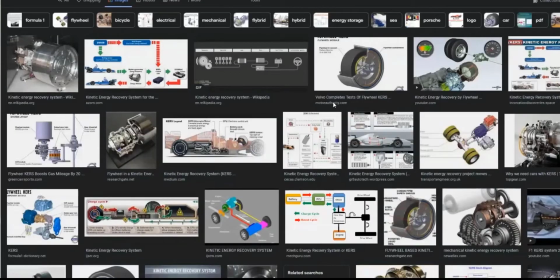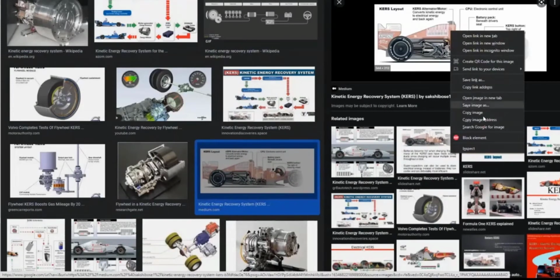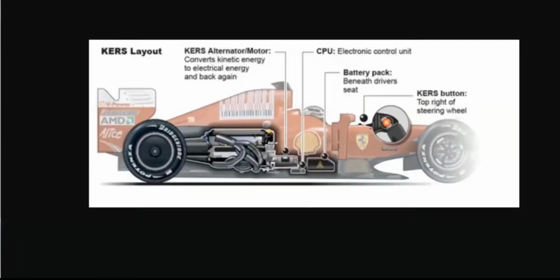Okay, so there are many examples of flywheels, but this is one. Let me open it in a new tab. Kind of hard to see, not the highest resolution. But these are kind of mainstays of a whole bunch of vehicles, and this is a Formula One vehicle. You can see there's something here called a KERS, a kinetic energy recovery system. It converts kinetic energy into electrical energy and back again. So, this is talk about torque on demand.